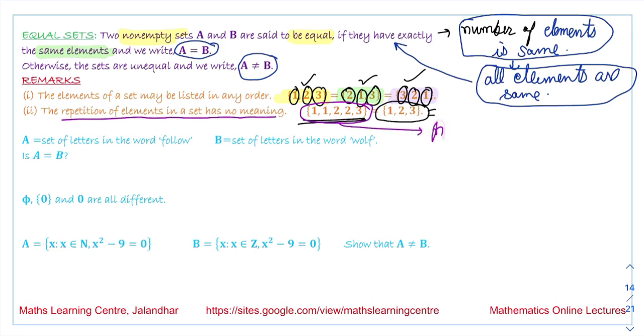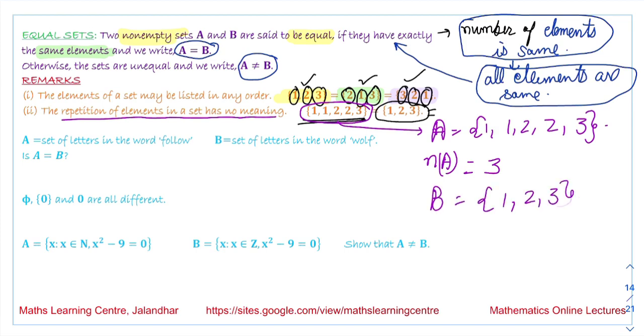Suppose the set A is equal to {1, 1, 2, 2, 3}. So the number of elements of A is equal to 3. When we are talking about the set B, that is equal to {1, 2, 3}. The number of elements of this set B is equal to 3. Why are we saying so? 1 is repeated twice, so we are writing it as 1. This is 2. So repetition is immaterial, is meaningless when we are talking about a set.